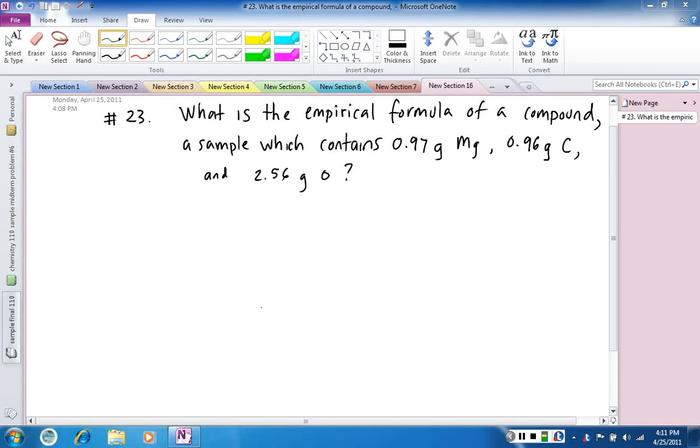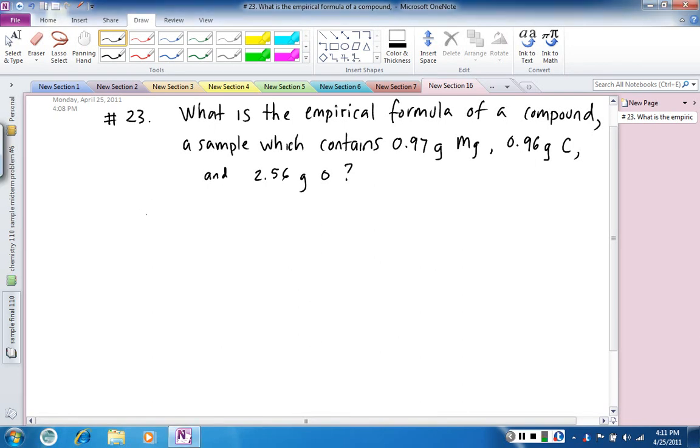This here is number 23 on the sample final. This is an empirical formula question. It wants to know what's the empirical formula of a compound when a sample contains 0.97 grams of magnesium, 0.96 grams of carbon, and 2.56 grams of oxygen. So with these, you of course need to get to moles right away.